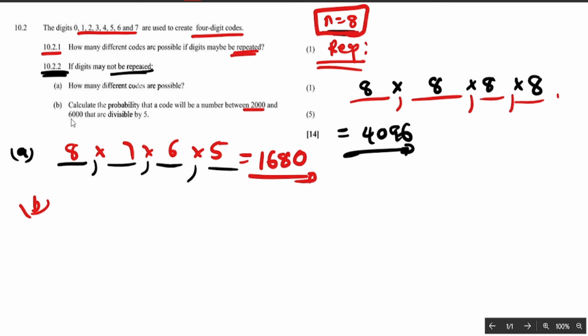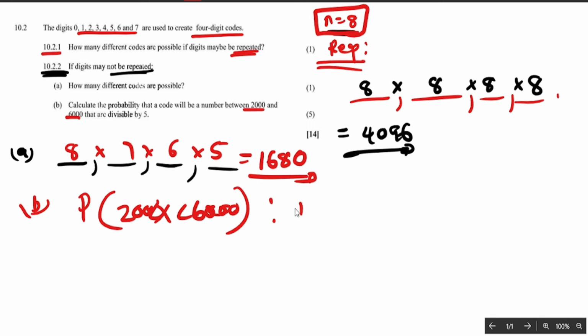And then for B, we are told that we should calculate the probability that the code has values between 2000 and 6000. So the first thing you're going to do is look at 2000. The values that you can write here: you can write 2000, 3000, 4000. So you have a possibility of 3 digits at the beginning.